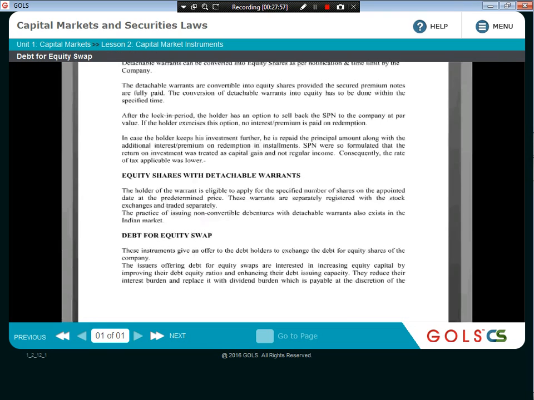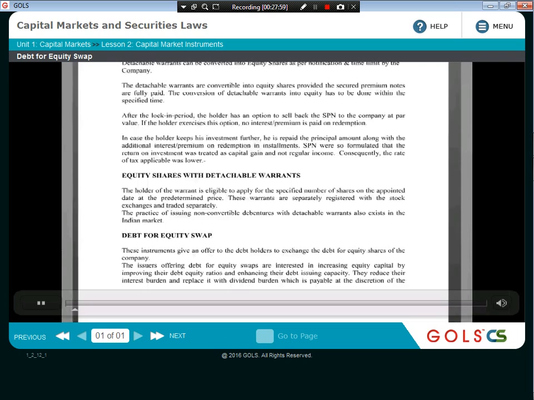Debt for equity swap, as the word suggests, this instrument gives an offer to the debt holders to exchange the debt for equity shares. So as far as the issue is concerned, the basic idea is I don't have to pay anything. Swap means you exchange one for the other. You swap it. So you give debt, you get equity in return. You don't get money when you give a debt. You return your debt instruments. Normally you will get them redeemed. Normally you will get your money back. So you exchange your debt with equity.